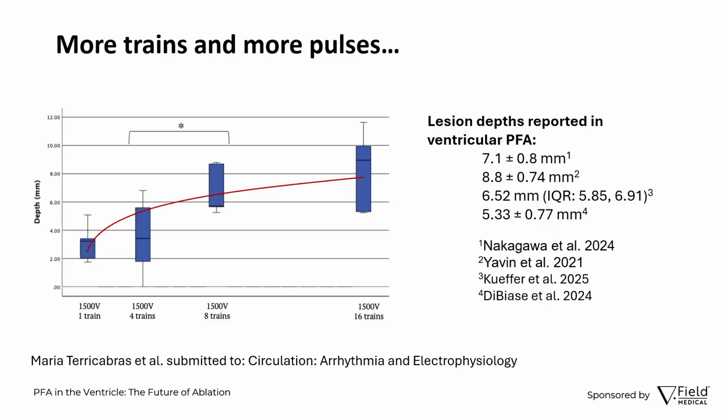To put it in perspective, in millimeter depth, this is what you see. I put the red line as a guide to your eyes. You see, it saturates. We can't go further. So what we achieved is, let me say, 8 millimeters depth, plus minus, obviously. The others: 7.1, 8.8, 6.5, and 5.3. So clearly, there's a need for something more. There's a need for maybe a PFA system 2.0, yeah?